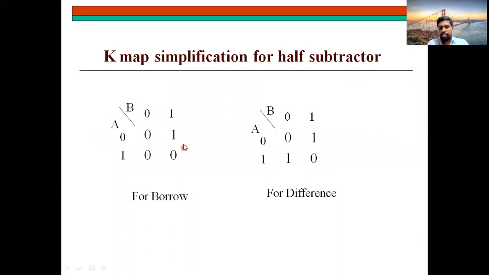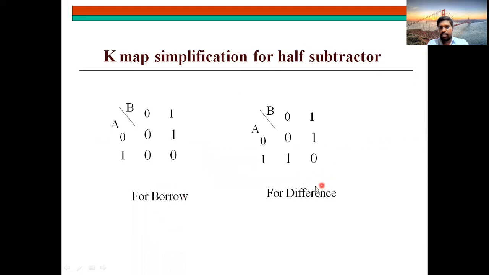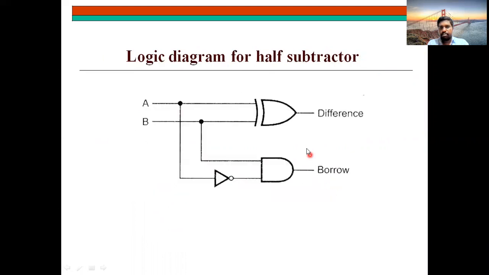Same scheme of simplification. This is the only single independent term that is the answer for A bar B. Okay, you will get A bar B as the answer for this, and you will get here the same A XOR B, XOR gate. The small difference is in the half adder, we won't find this one. In half adder, you won't have this inverter. In half subtractor, you will have inverter. That is the only difference. Rest of the diagram is same. Okay, if this inverter is absent, the same circuit represents your half adder. If inverter is present, the same circuit will act as your half subtractor.